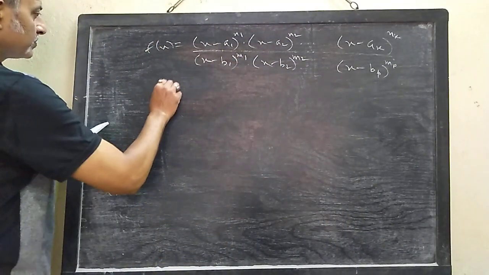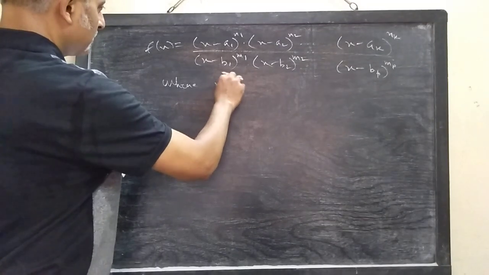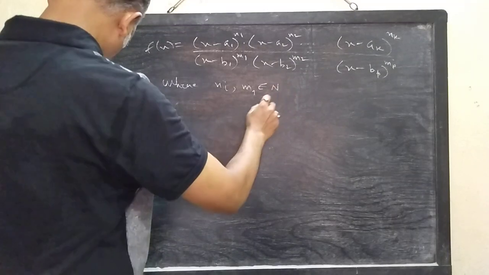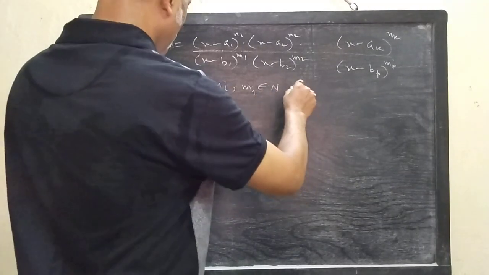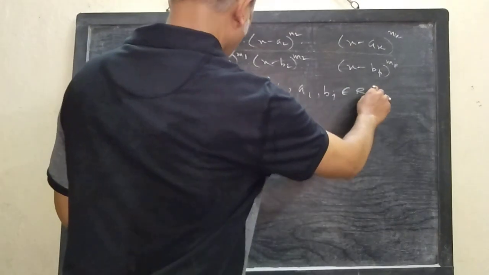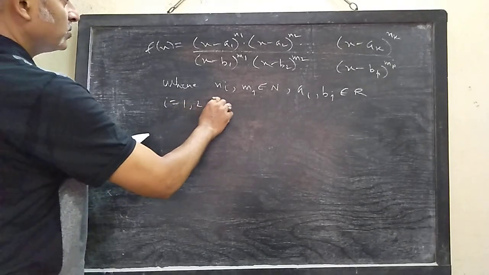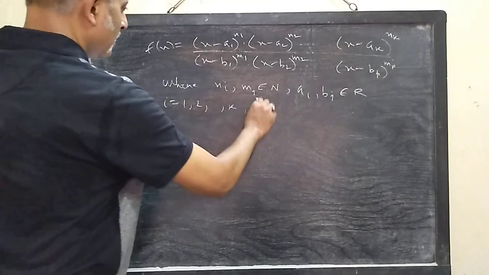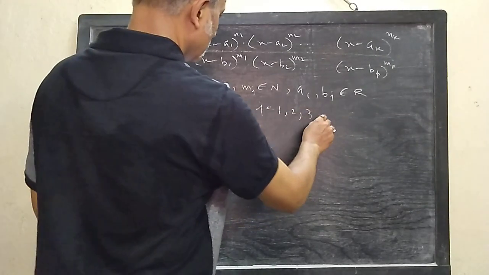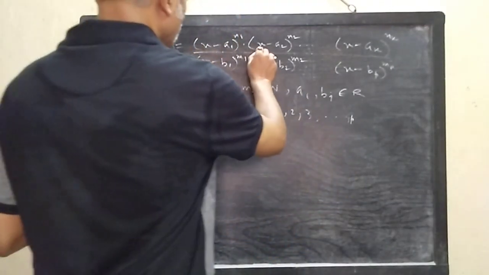Where all the ni's and mj's are natural numbers, and ai's and bj's are all real numbers. i varies from 1 to k, and j varies from 1 to p. This is our function.